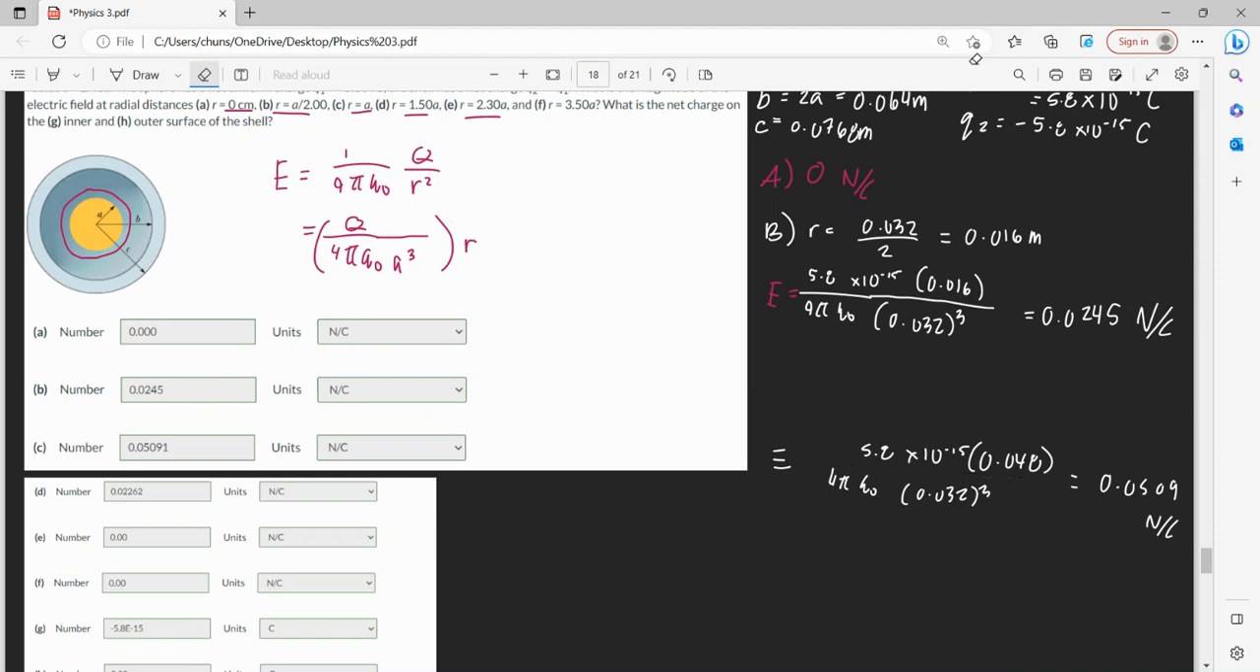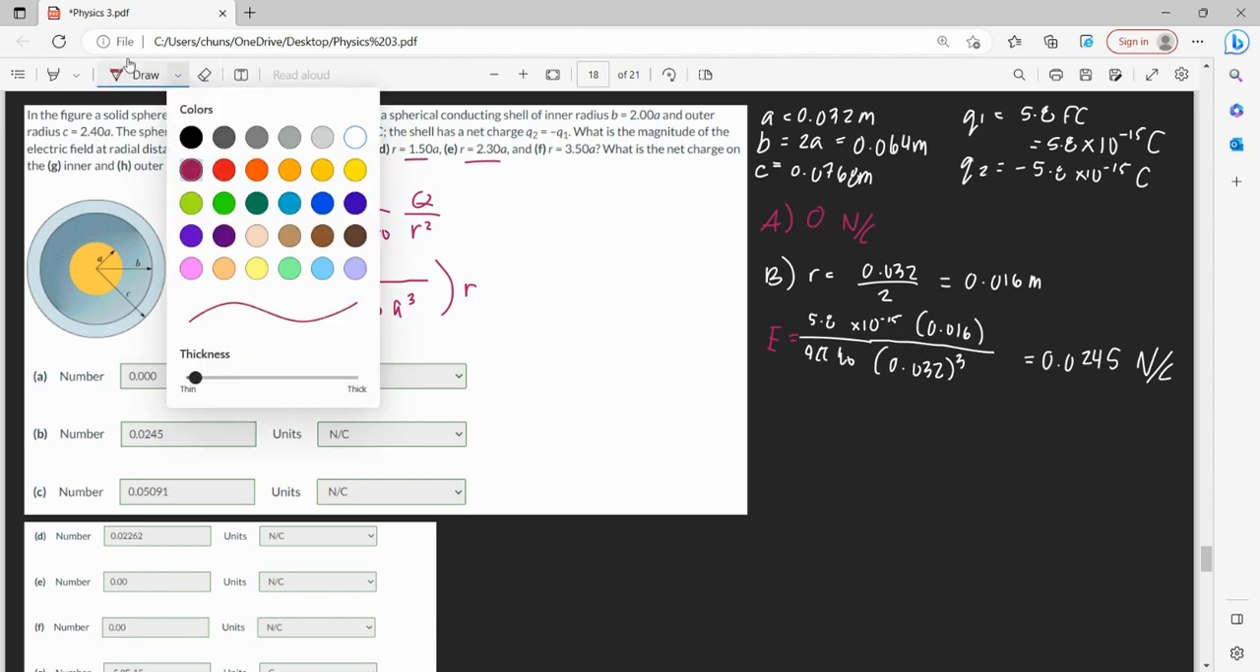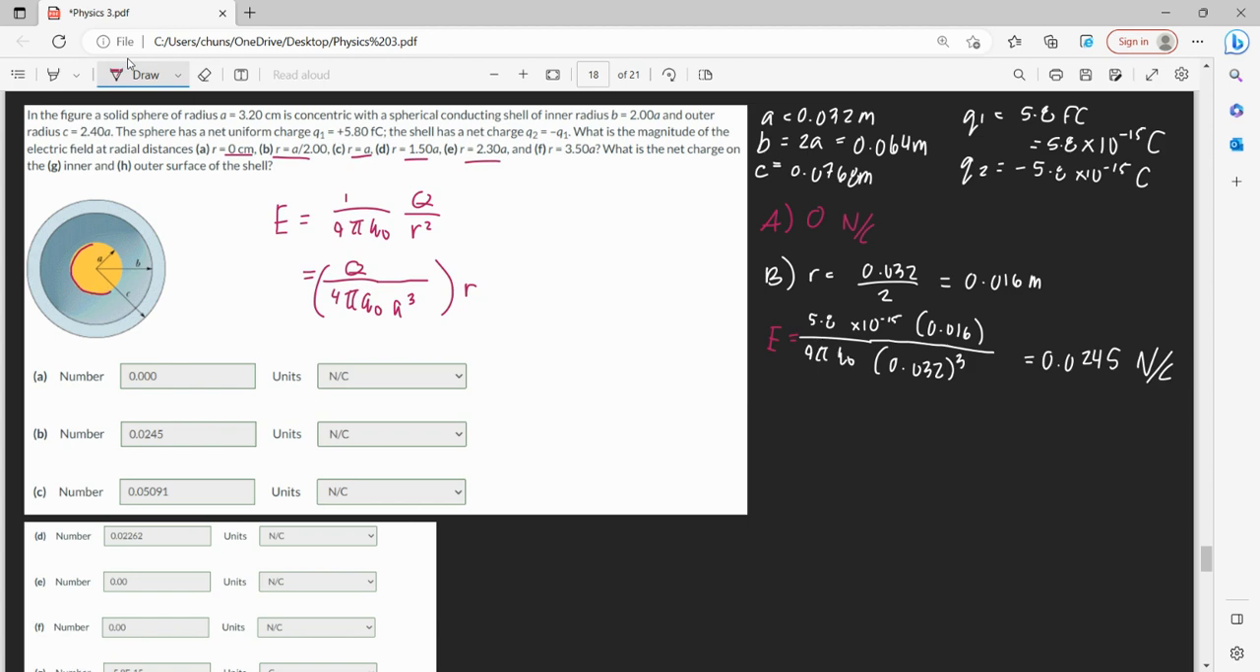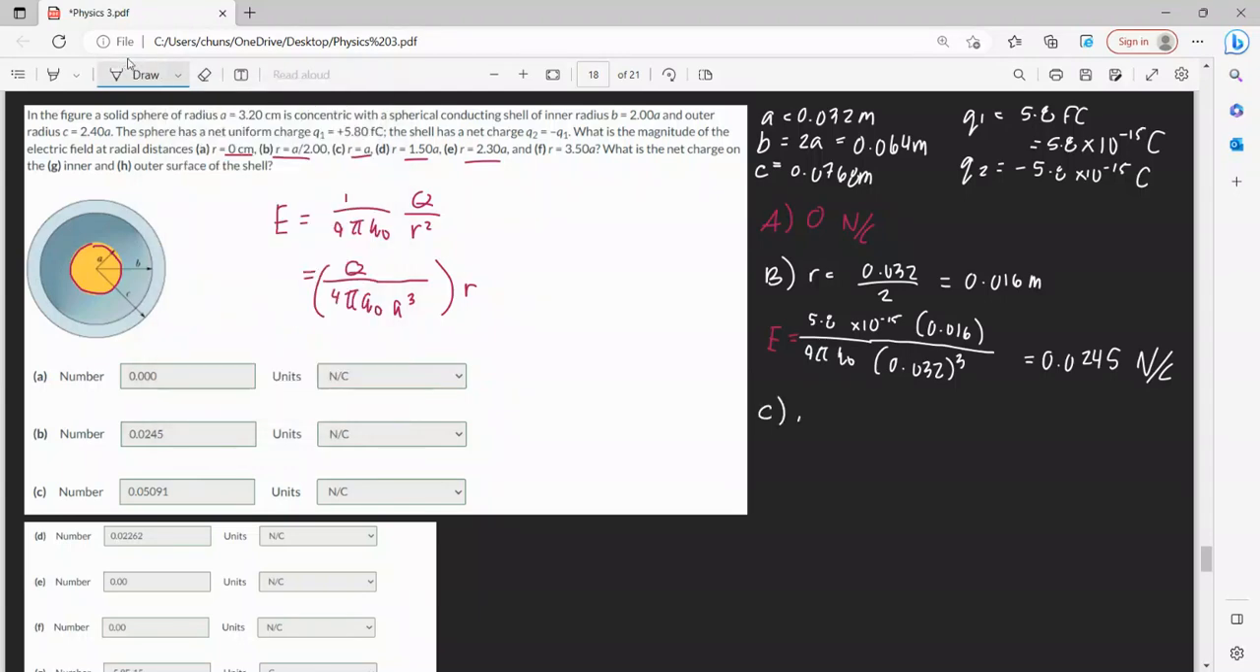Part C is measured at r equals a. So if we measured our electric field at the surface of A, exactly the same, if we were to write that equation out, we'd have Q over 4 pi epsilon 0 times our separation, which is A. So that means this is just going to cancel. That's going to reduce down to 2.